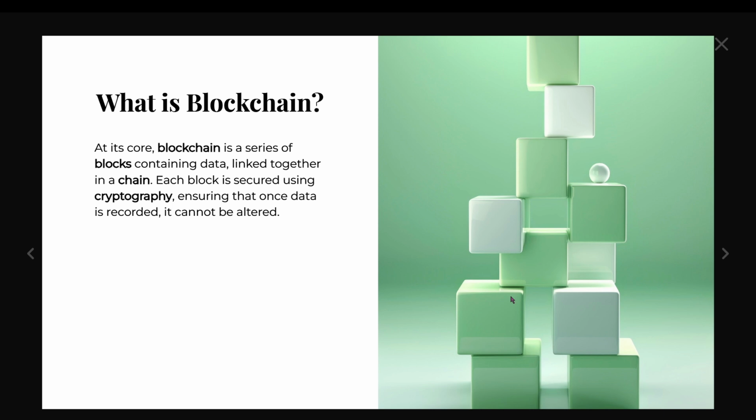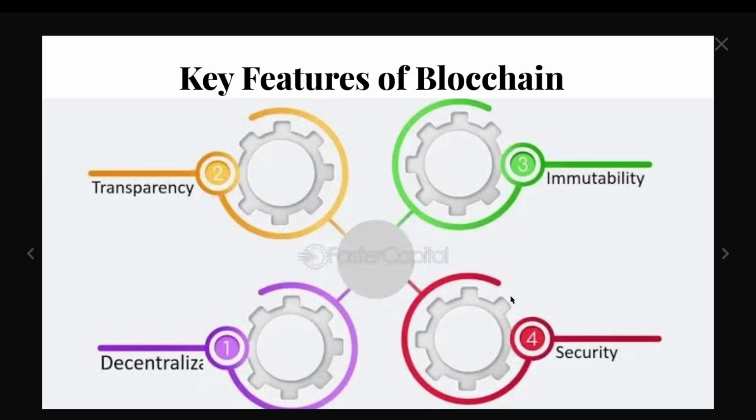At its core, blockchain is a series of blocks. We'll see what a block is, and those blocks are connected with the help of cryptography. We'll also look into what cryptography is. For the basic understanding, you can just think of blockchain as a collection of blocks which are connected to each other using a technology called cryptography. Blockchain has four main features: transparency, immutability, decentralization, and security. So let's look into each of them.